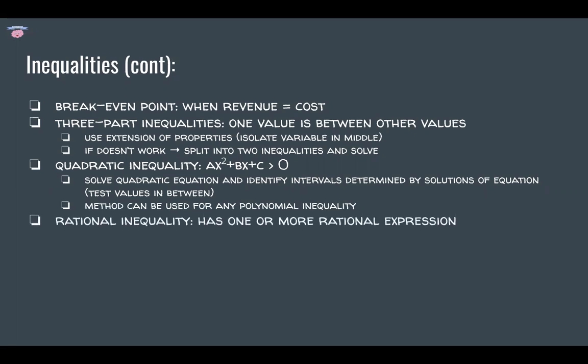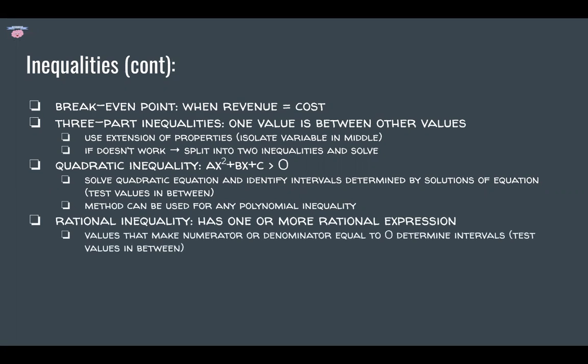A rational inequality has one or more rational expressions. It's basically a rational equation, but has an inequality sign. The values that make the numerator or denominator equal to 0 determine the intervals. And if they make the denominator equal to 0, then they're restricted.